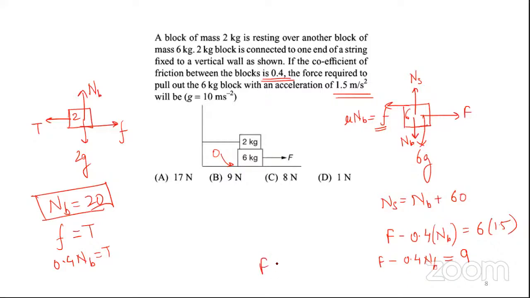We'll get F minus 0.4 into 20, which is 8, equals 9. That gives us F equals 17. A is the right answer.